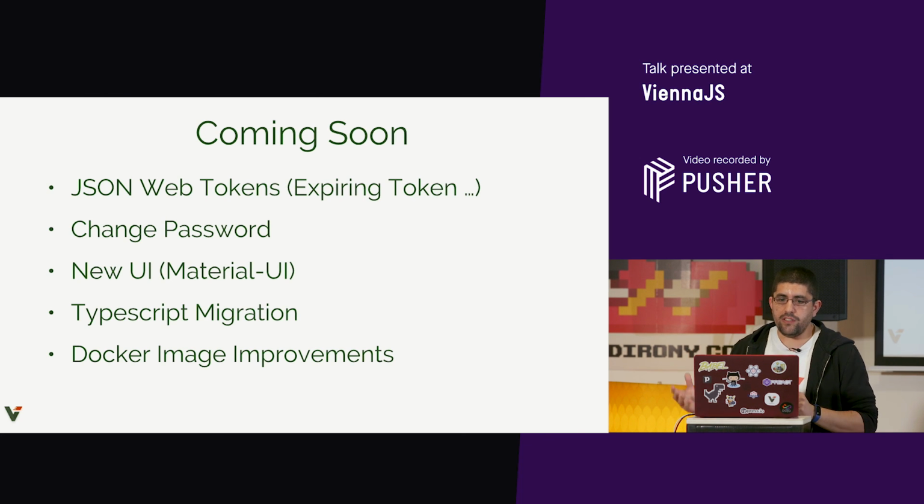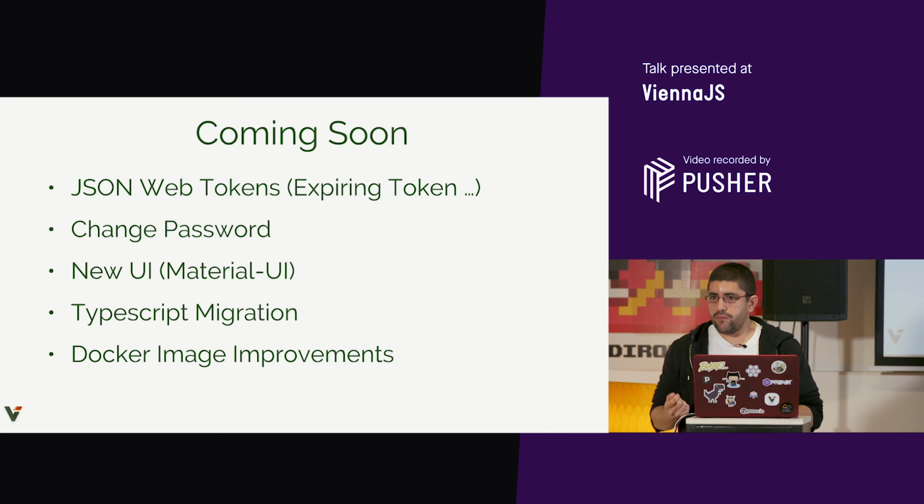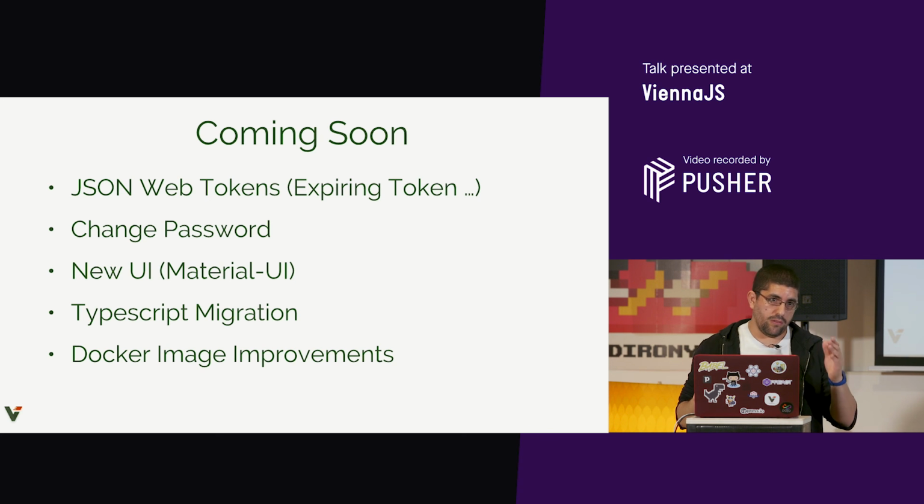Verdaccio 4 is going to be released this year. We have a bunch of new features like JSON Web Tokens, because you will be able to expire tokens. You cannot do that with the other registries. You can change the password, yes, finally. And we have a new UI, Material UI. We are migrating to TypeScript, sorry Flow for that. And we have a new Docker image. It's even better than the current one.